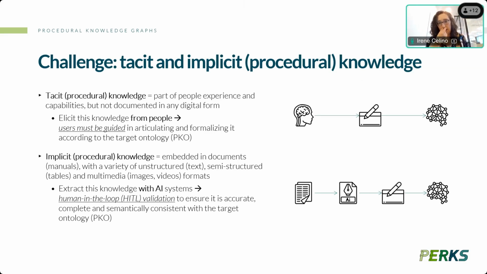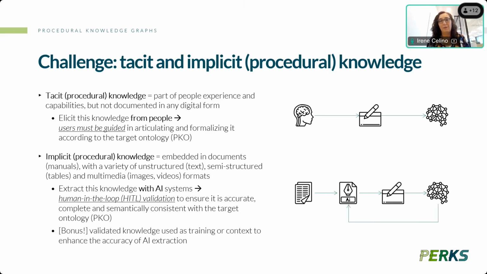I will explain a little better why in the next slide, but the idea is that, okay, you extract this knowledge, then you have it validated by humans, checked, and only then you put it in the actual knowledge graph. And this is also useful because there is, let's say, a bonus step. Once you have this validated knowledge, you can feed it back to the AI to improve its accuracy and also improve the extraction pipeline.